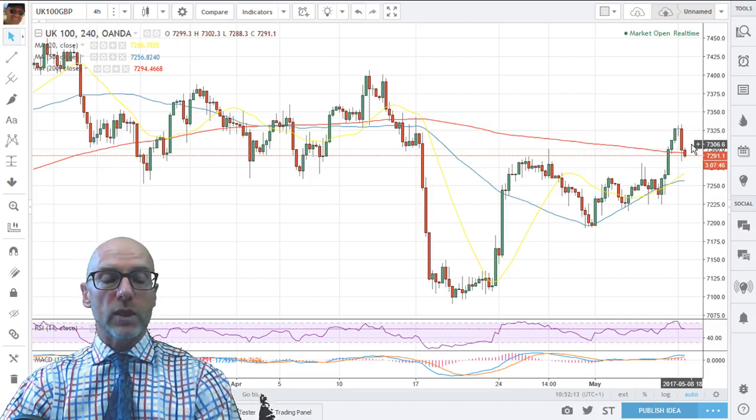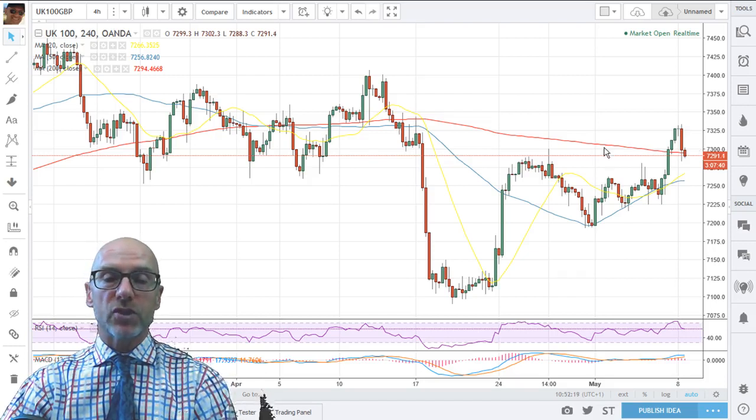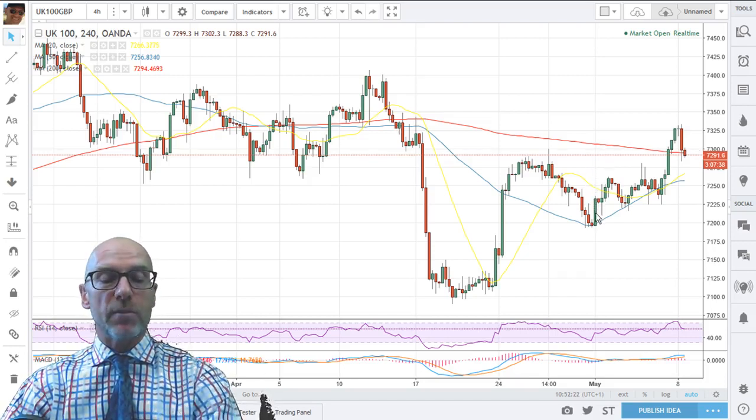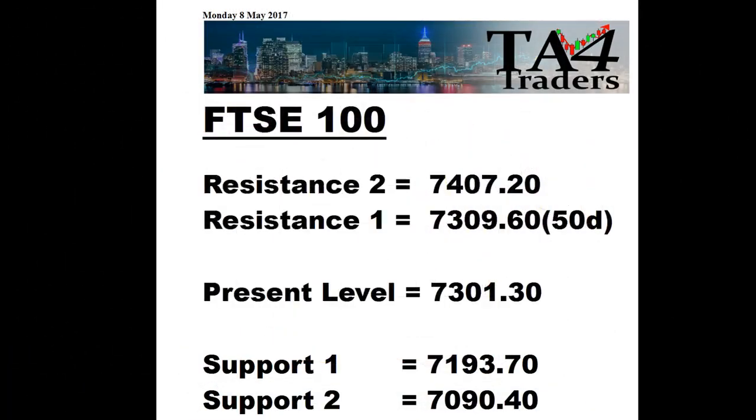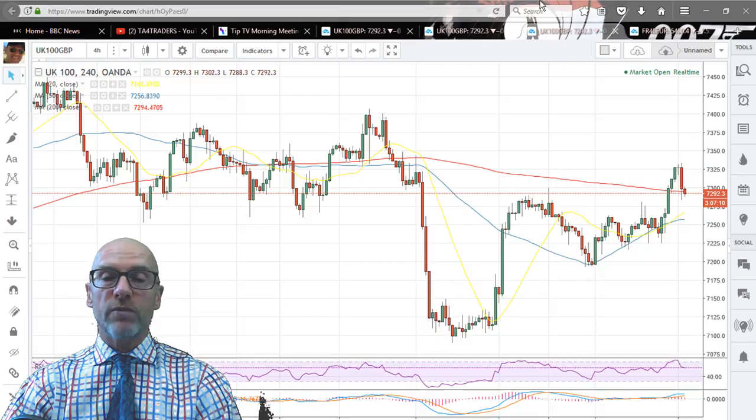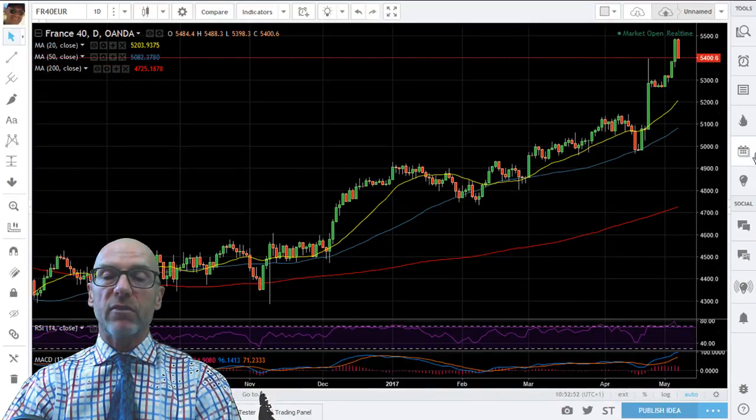So the picture on all the daily, weekly, and the 4-hour is positive on the FTSE. It just needs to break this resistance and then break that downtrend. Looking at the supports and resistance, as I said, the 50-day moving average at 7309.6 is first resistance, and then that key point, which is the second point on that downtrend that I drew, is at 7407.2, with supports coming in at 7193.7 and 7090.4.